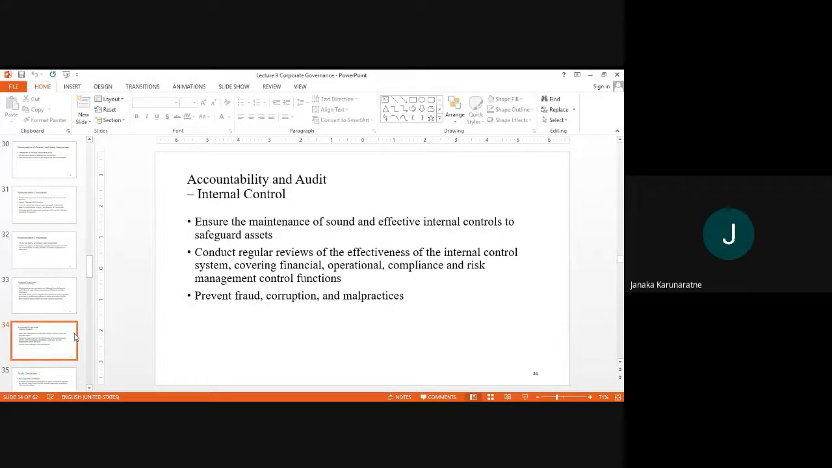And also, the internal controls must focus on preventing fraud, corruption, and malpractices. If you look at all the previous cases we discussed, the main reason for failure is fraud, corruption, and malpractice. It could be accounting, it could be otherwise. So in any organization, internal controls are implemented in such a way that they mitigate or minimize avenues for fraud, corruption, and malpractice.